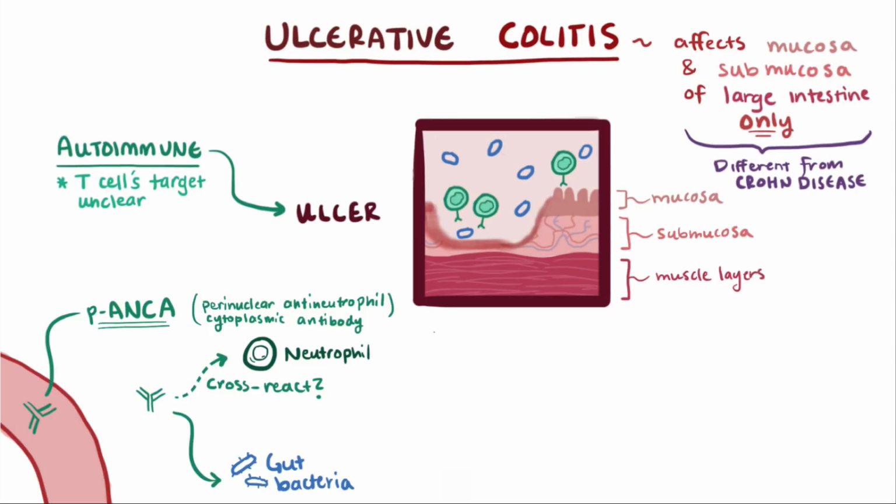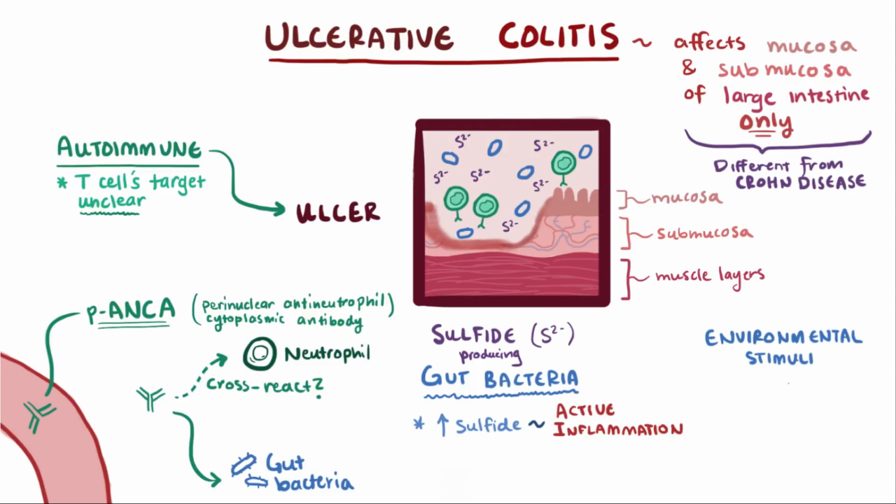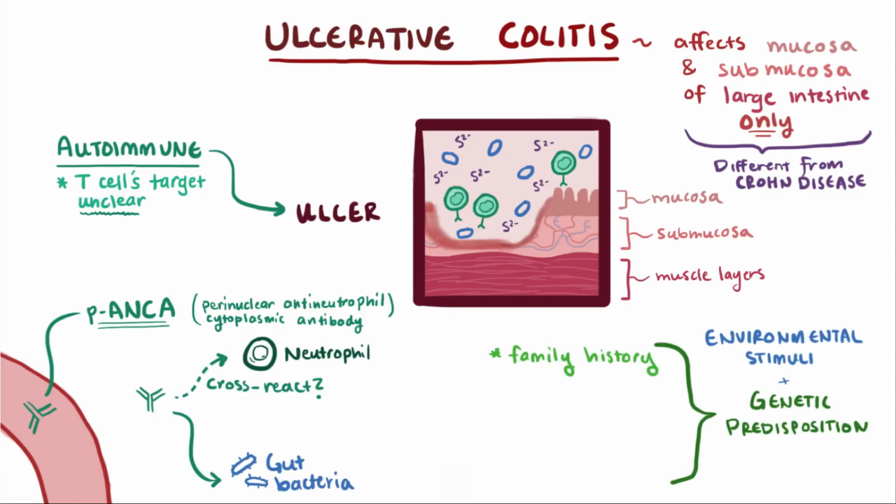Patients also seem to have a higher proportion of gut bacteria that produce sulfides, and often high sulfide production is correlated with periods of active inflammation as opposed to remission. Ultimately, though, these are mostly correlations and theories, and we've yet to nail down the precise mechanism behind mucosal destruction. The cause is ultimately some combination of environmental stimuli, perhaps the sulfide-producing bacteria, mixed with a genetic predisposition, because patients with a family history of ulcerative colitis are more likely to develop the disease themselves. It also seems to be more common in young women from the teens to 30s, with more prevalence among Caucasians and Eastern European Jews.